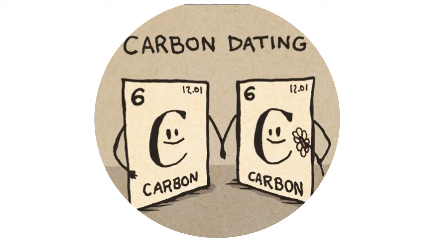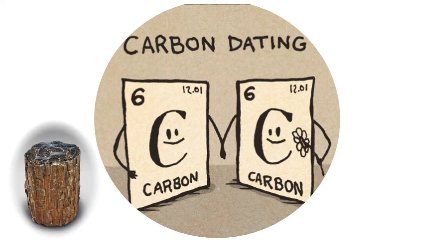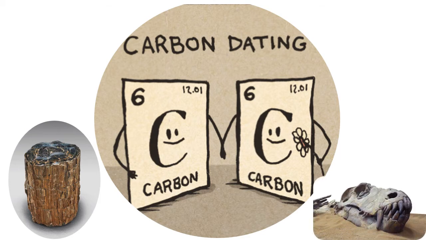In this video, we are going to look at the science behind carbon dating. This is a method of determining the age of an object containing organic material by using the properties of a radioactive isotope of carbon. Carbon dating is used to date objects like wood, plant remains, charcoal, animal parts like bone, leather, horn, and many others.